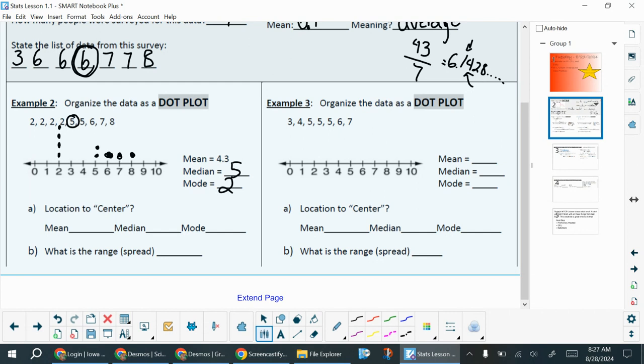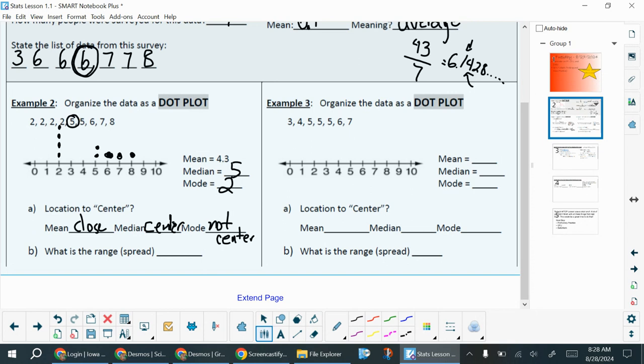Then I've got location to center. So as we've talked about before, the median is always the center. It's the middle, it's the center. That's what it is. Something like the mode here is 2. That's nowhere near the center, so I'm just going to put not center. But the mean, if you look at it, the mean is 4.3, so that's like right here. That's actually really close to the center. Not exactly, but we're just going to put close.